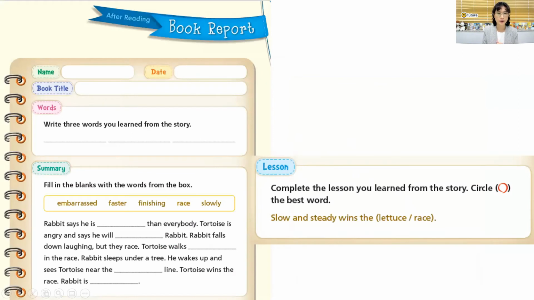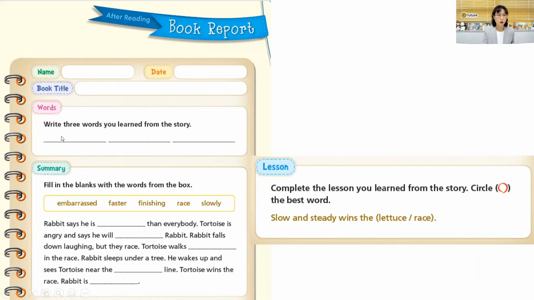And we also have a book report. This one is a little bit different from the book report that we saw earlier because the level is higher. This one you can see more text, right? The one we saw before has the empty space for drawing pictures, but this one is actually a summary. So let's look at this. You can write the name and the date and the book title, right? So you can write the tortoise and the rabbit, right?